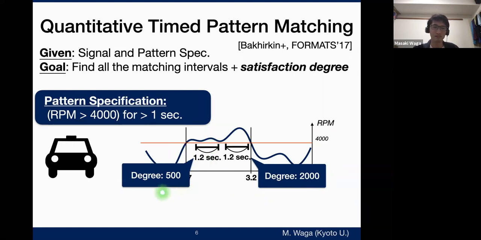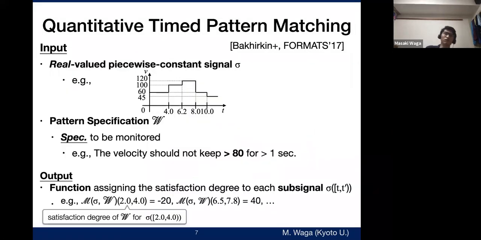So it can be something like the degree of the satisfaction is 500 or something at least smaller than this value. So this is the main idea of the quantitative time pattern matching problem. And again, this might look a little bit hard to solve because now we have to find all of such, for each interval, we have to assign one value. And now we have infinitely many intervals, and these values are also rational or real valued values. But actually, it is okay for our specification.